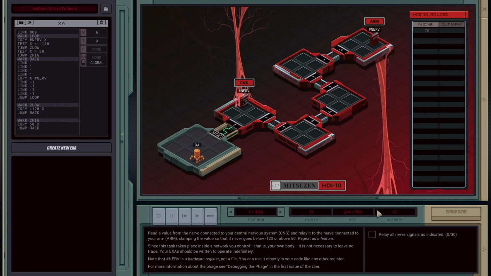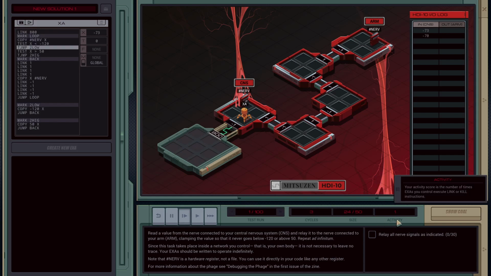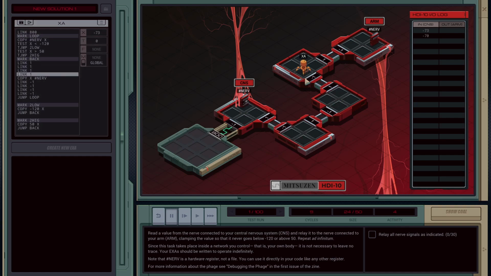What is activity? I guess it counts it here. Is that how many actions were made by the... Yeah, it's how many movements. Okay. I can only take in values when I'm in that host, and I can only put them out when I'm in this host. Oh, but I could get one bot to talk to the other. Oh my god, hold on. All right, that would be way more smart.